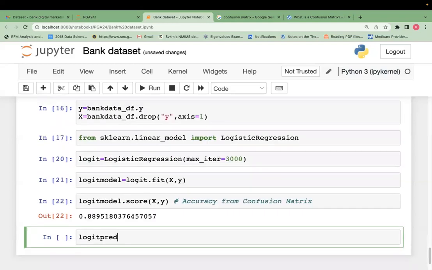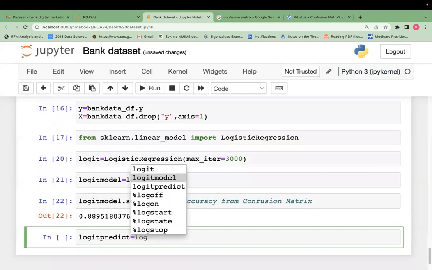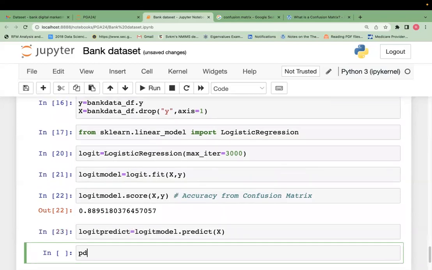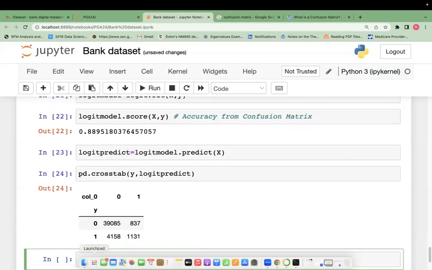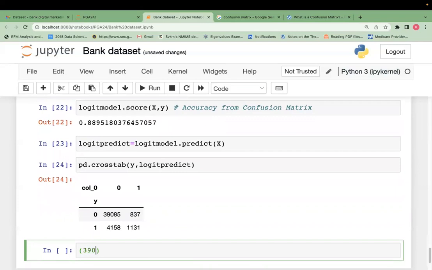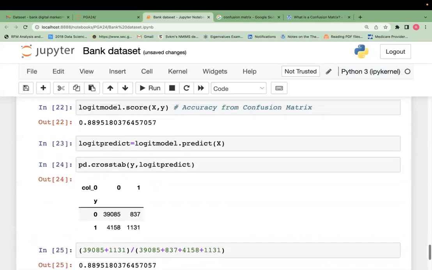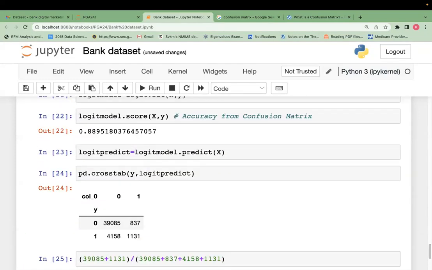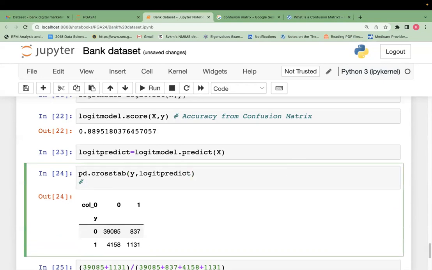logit_predict = logit_model.predict(X). pd.crosstab(y, logit_predict). So we got the confusion matrix. So these are correct predictions: 39,085 plus 1131, divided by 39,085 plus 837 plus 4158 plus 1131. You get the same value which you got in score. So in this matrix, if you look at it, our business problem is whether the customer has booked a term deposit or not.